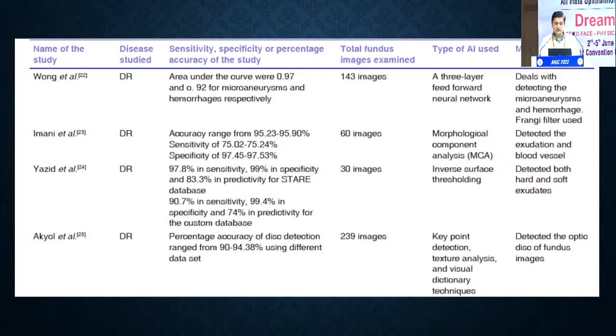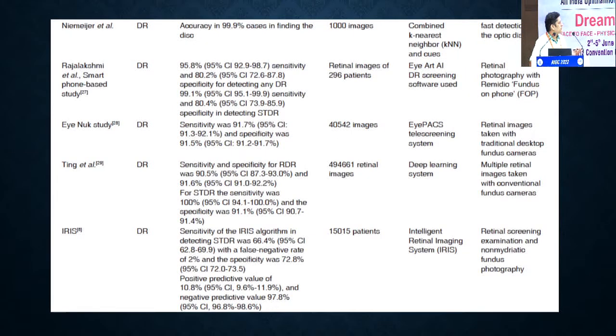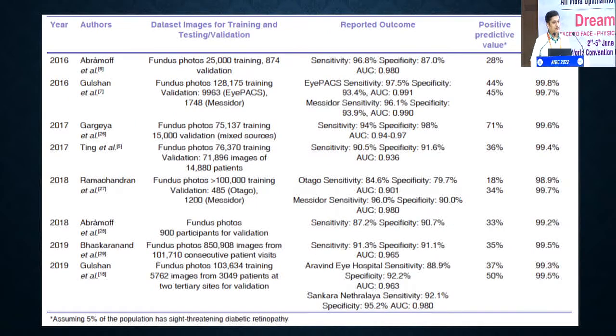You see, earlier it was only 143, 60, 30 images being studied. Very few, the sample size was not very high. So this is how the results were evolving, and then you see a huge study coming here: the AIOC study and Ting from Singapore. These are the largest studies that came up, and then they gave the real insight that yes, we can do something with AI.